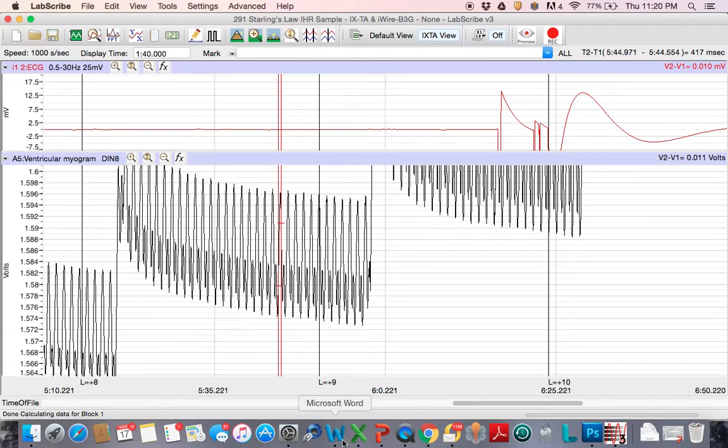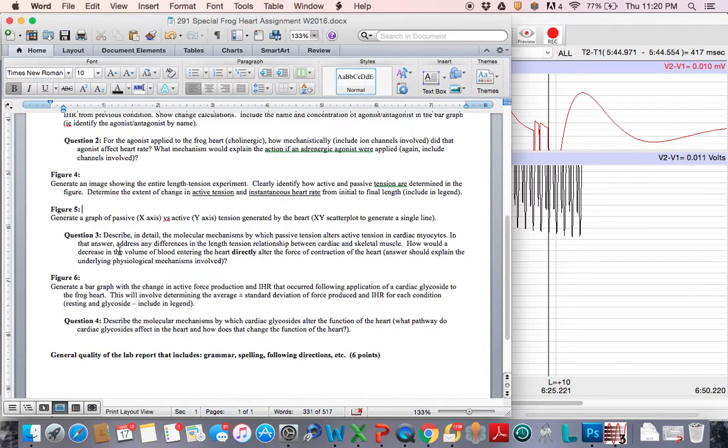So, all right, let's go back then to our figure that we have here. For this X and Y axis, looking at active tension, they ask you to determine the extent of change in the active tension and the instantaneous heart rate. By determining that extent of change, I would measure the active tension at the lowest and the highest, so at L plus 2 and L plus 9, and then determine what that amount of change is between those two conditions.